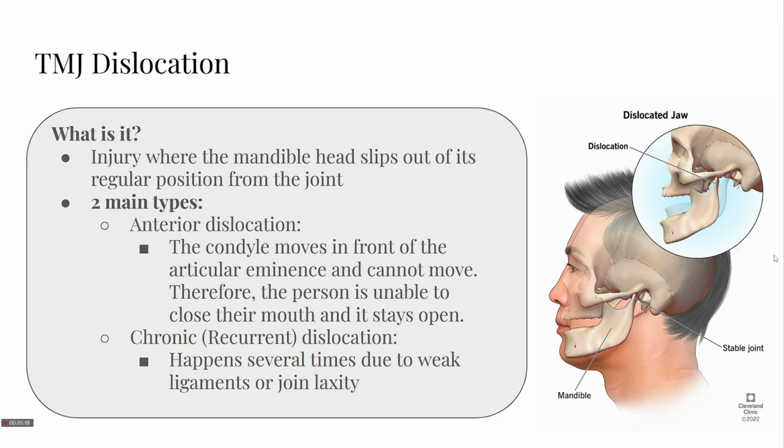The TMJ dislocation happens when the head of the mandible or lower jaw slips out of its normal position within the joint. There are two main types of TMJ dislocation. The first is anterior dislocation and the second is chronic or recurrent dislocation. In the anterior dislocation, the condyle, which is the rounded part of the jaw, moves in front of the articular eminence and gets stuck. Because of that, the person is unable to close their mouth, so it stays open. In the second type, which is the chronic or recurrent dislocation, this one happens repeatedly and is usually due to weak ligaments or a loose joint.